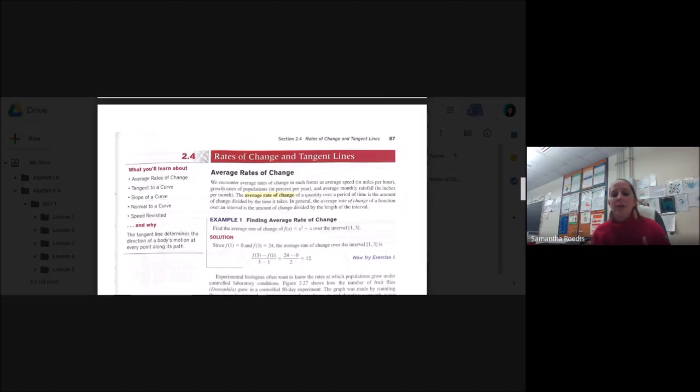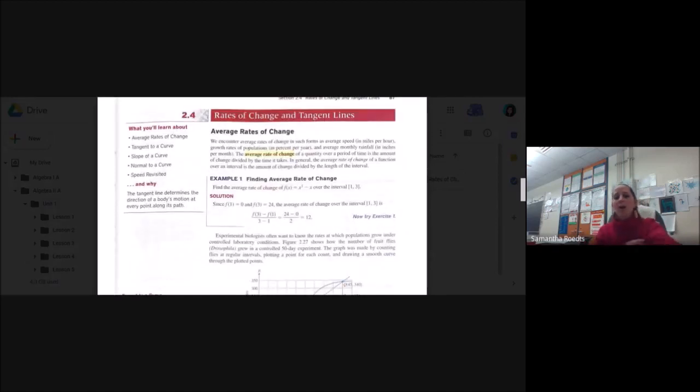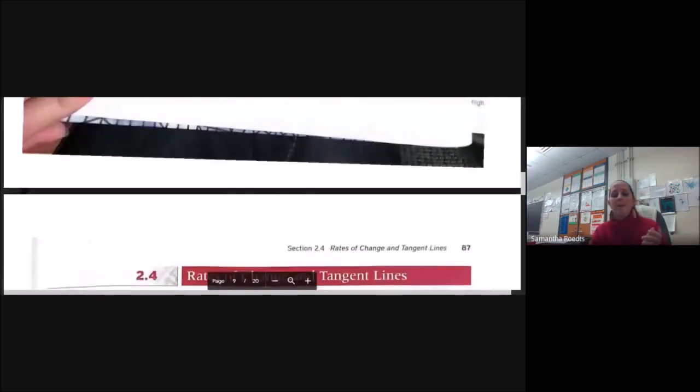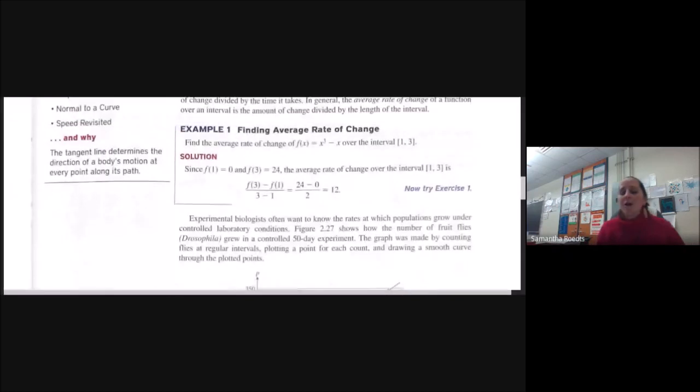In general, the average rate of change of a function over an interval is the amount of change divided by the length of the interval. Looking at Example 1, finding average rate of change: find the average rate of change of f of x equals x cubed minus x over the interval from 1 to 3.